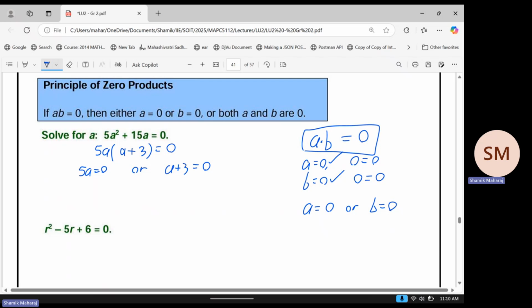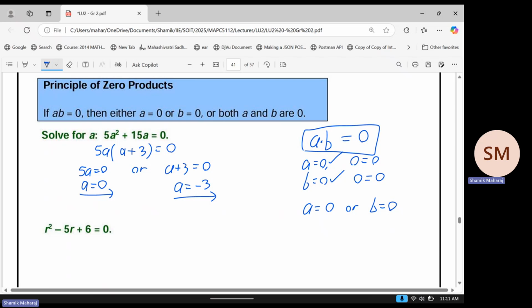On the left-hand side, we can solve this one easily. We can divide both sides by 5, and we'll get a is equal to 0. On the right-hand side, we just move 3 to the other side and get a is equal to minus 3. Okay, so this is where the principle of zero product comes in. And you can always check your solutions by subbing them back into the original equation.